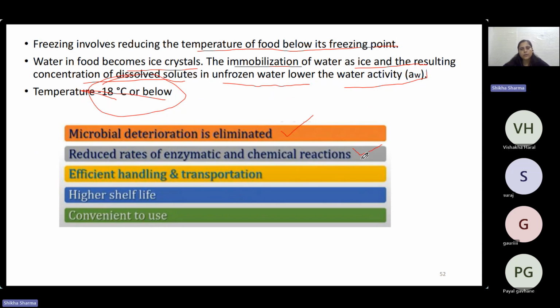So microbial deterioration is low because at minus 18 microorganisms will not be able to grow. It also reduces the rate of enzymatic and chemical reactions, and gives higher shelf life, convenient use, and efficient handling and transportation, because the frozen product is in solid form, so it is easy to handle also.